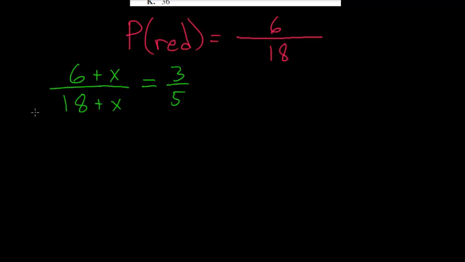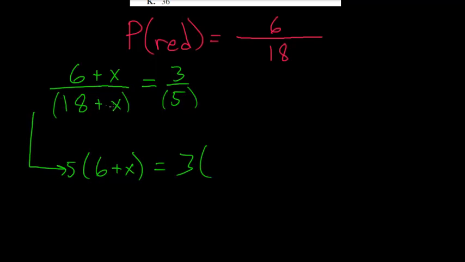And to solve this, what we want to do is essentially just cross multiply. So we want to multiply each side by this 18 plus x, and we want to multiply each side by this 5. So on the left-hand side, the 18 plus x, when we multiply both sides by that, would cancel out on the left. So we'd just be left with this 5, since we multiply both sides by 5 as well, times 6 plus x. And on the right, when we multiply through by 5, the 5s would cancel, and we just have this 3 times 18 plus x.